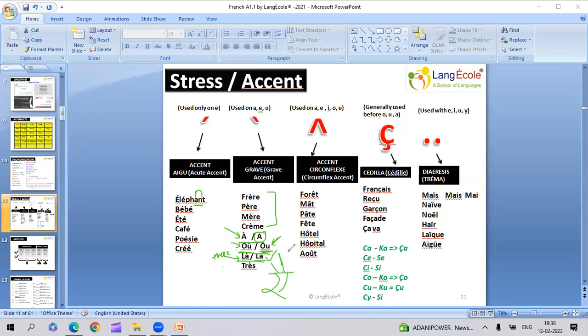I'm just giving you the meaning, why and how it is different, not in terms of the pronunciation, but in terms of the meaning. In case this accent is used apart from a. Got it? Now, how will you pronounce this word? Très.